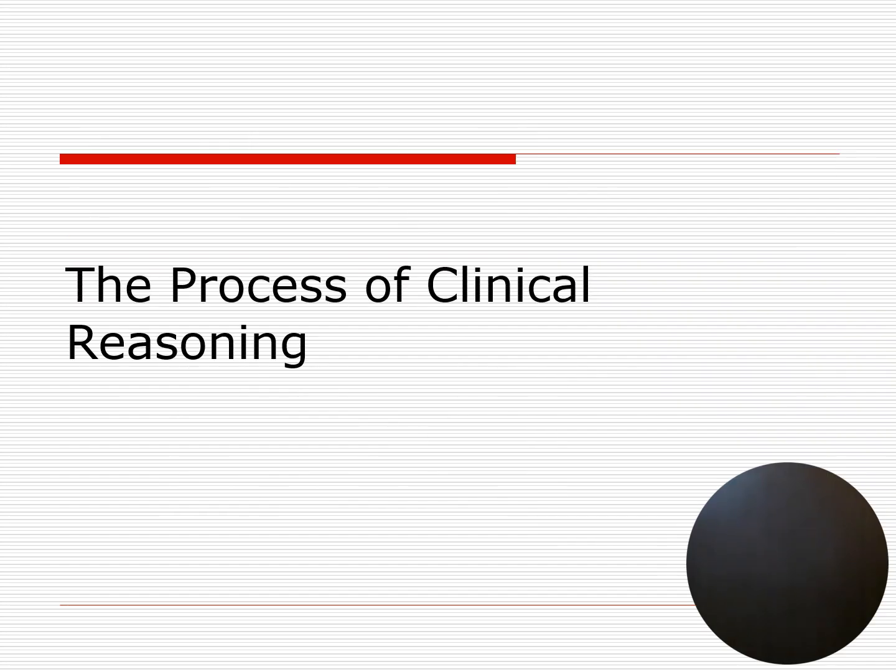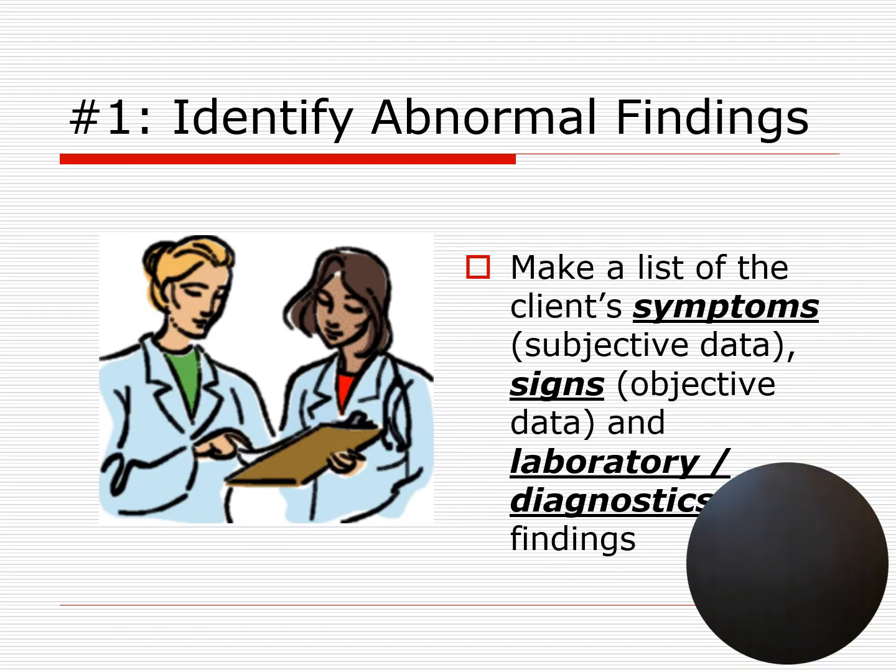In this lecture, we're going to talk about the process of clinical reasoning. Let's start by first talking about how you, the clinician, need to identify any of the abnormal findings from the health assessment that you did on your patient. These abnormal findings can be acquired or understood by doing your assessment on your patient. It's looking at both the subjective and objective data that you've collected during your interview and interaction with your patient.